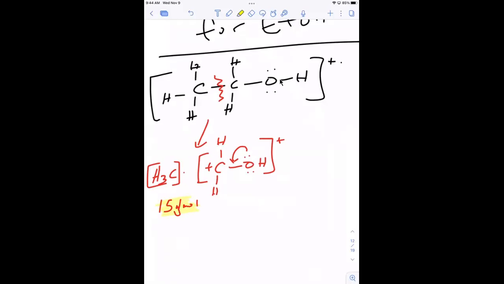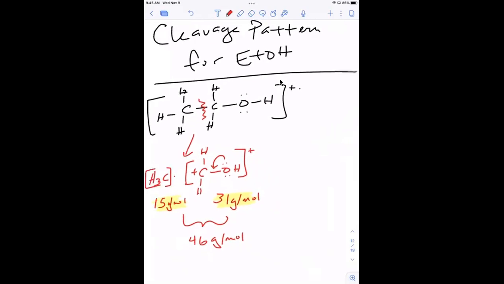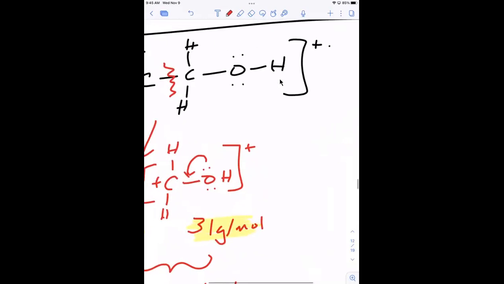So what does the other piece have to be if the total has to be 46? It should be 31, if I add them together and make 46. Is that right? Yes. All right.